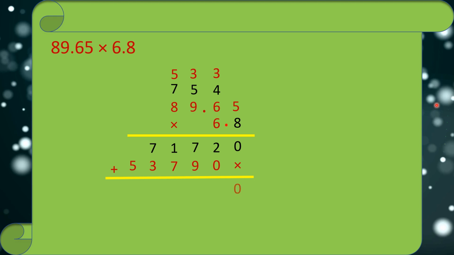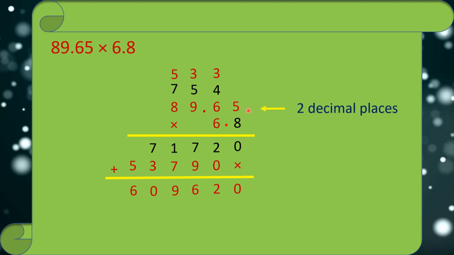Now we will add. 0, 2 plus 0 equals 2, 9 plus 7 equals 16, we'll write 6 here, and 1 we will add in this 7 plus 1 which is 9. Then 7 plus 3 equals 10, we'll write 0 here and 1 as carry, so we will add it in 5, this is 6. Now we will consider the decimal point at this stage.